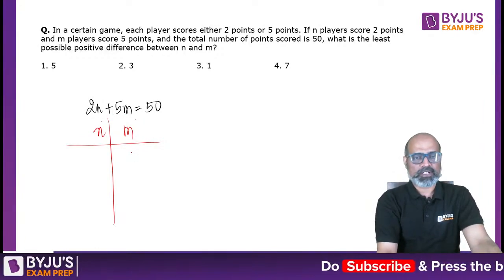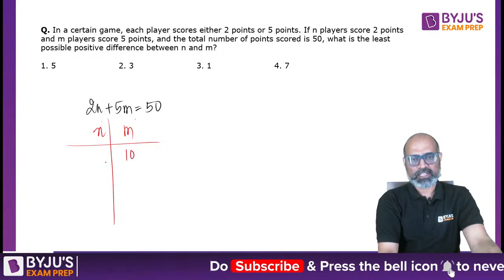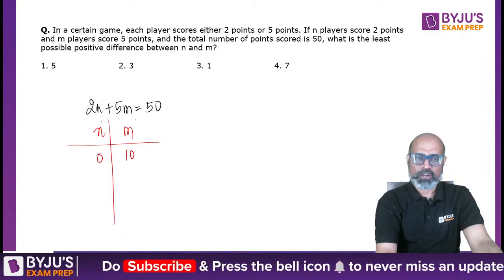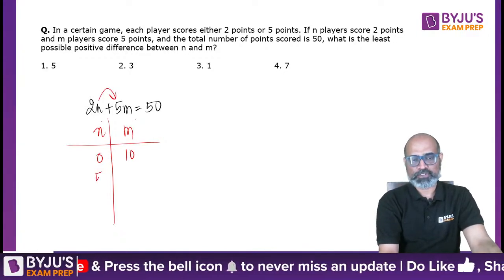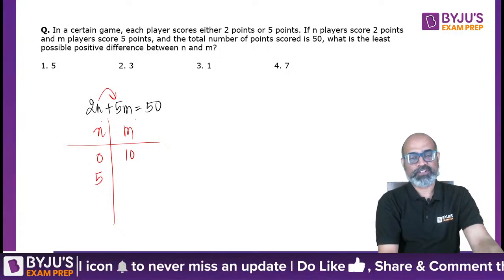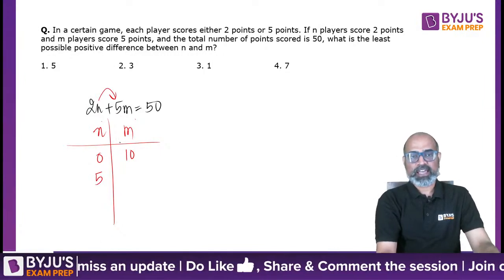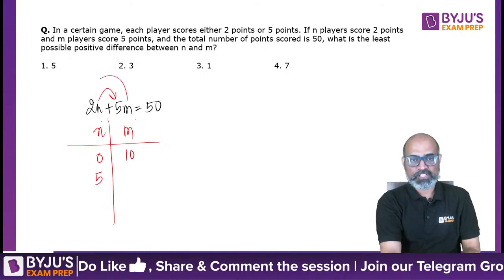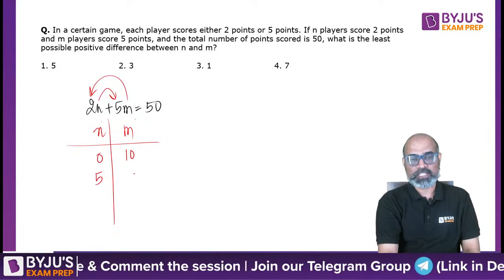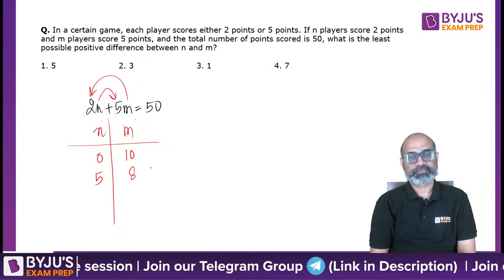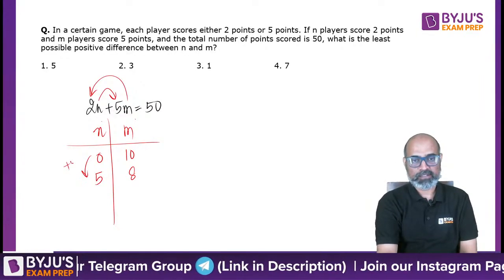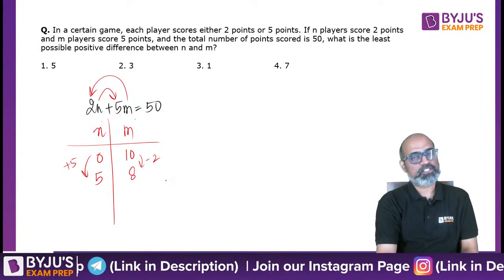So let's do one thing. Let's take m is equal to 10, then n is 0. Now what will happen? n will change by 5. So the next value of n is going to be 5, right? And m will change by 2. m will change by 2 means it will become 8. This will increase by 5 and the other will change by 2.